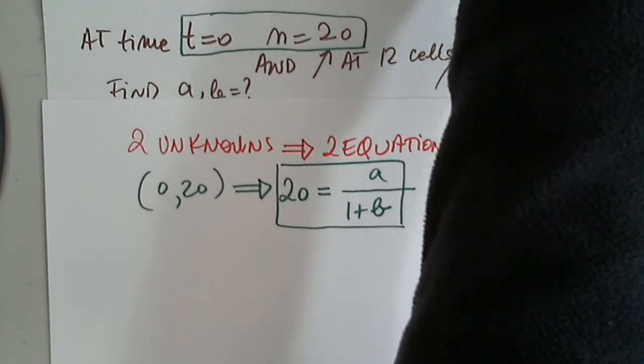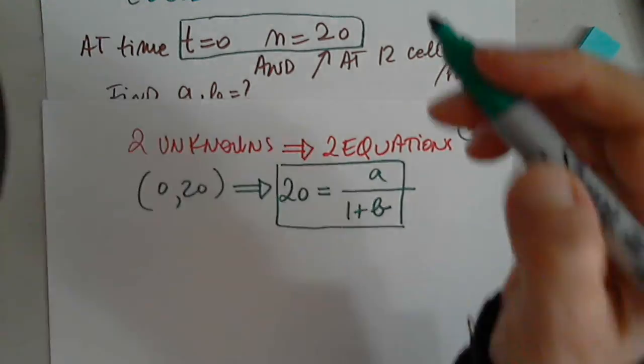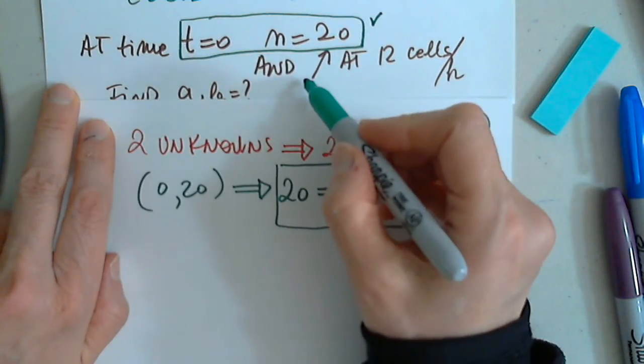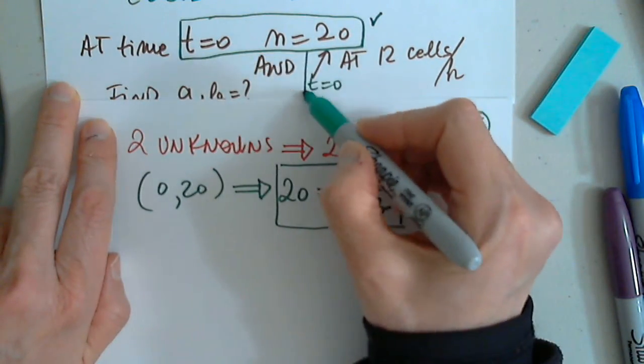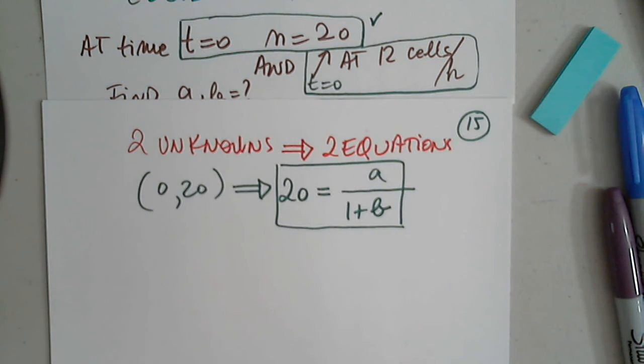Now I'm looking at the second situation. I'm done with the first one, and now I'm looking at the second one. When t equals 0, the rate of change increases by 12 cells per hour. Now, what do I need to do next in order to get another equation in A and B?